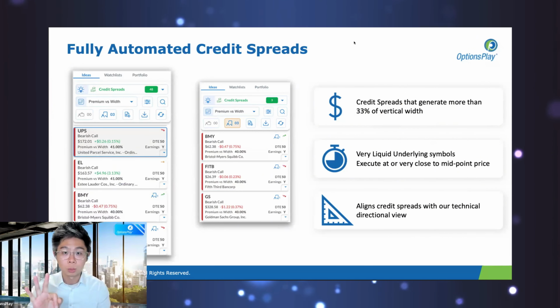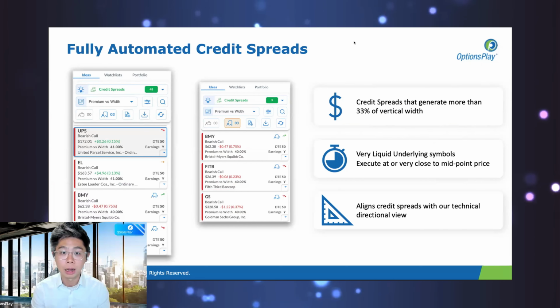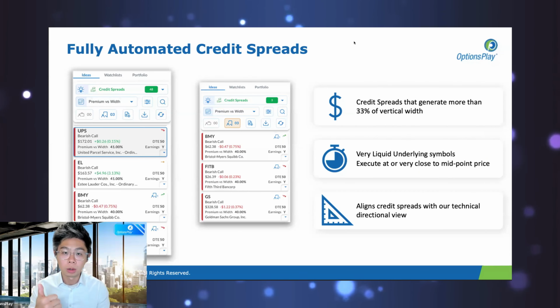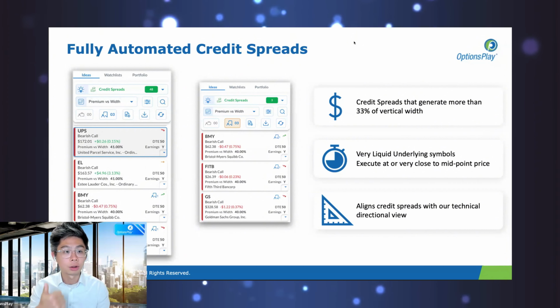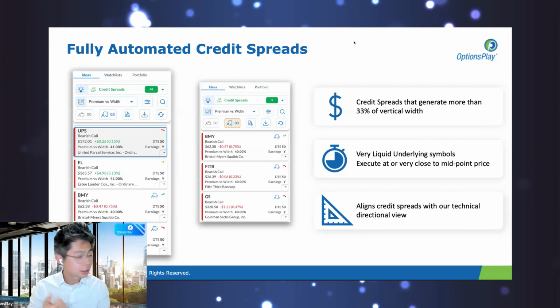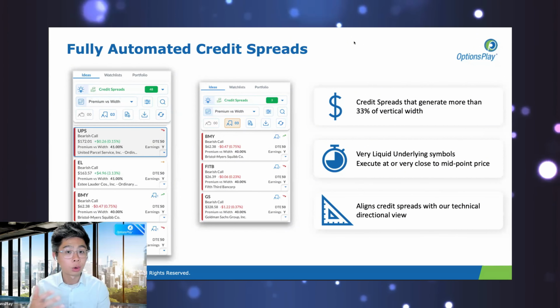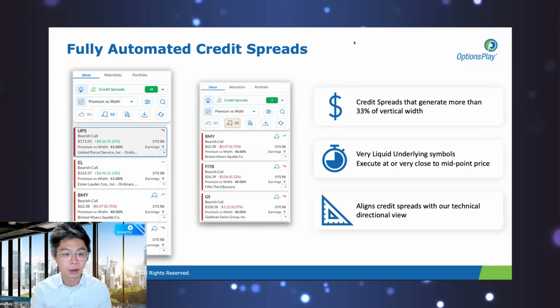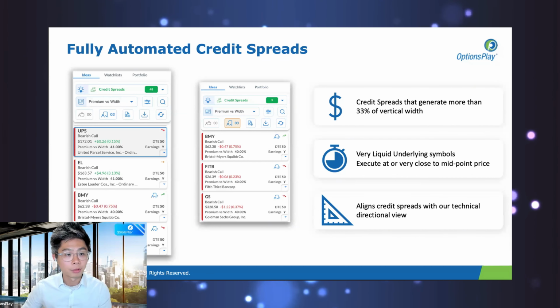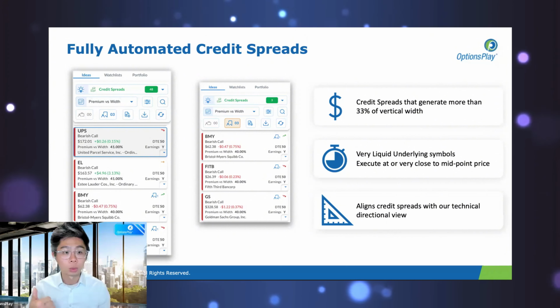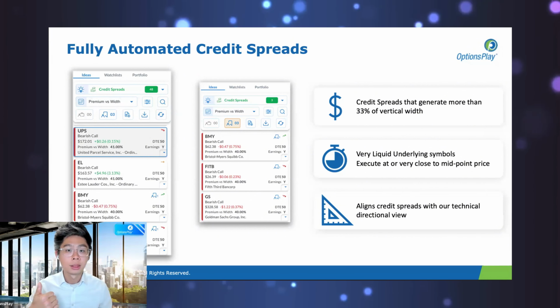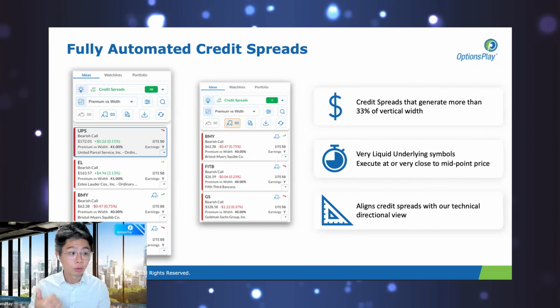There are three things that we look for on our credit spread opportunity report. Number one, we only scan for credit spreads that collect a minimum of 33% of the vertical width. But many times we actually find credit spreads that are 40, 41, 42% of the vertical width in some of our trades. So first thing, what we want to do is find credit spreads where you have a risk to reward ratio that's skewed in your favor.